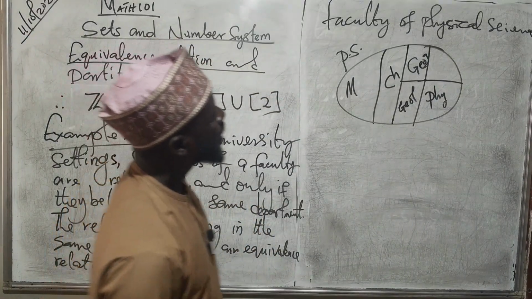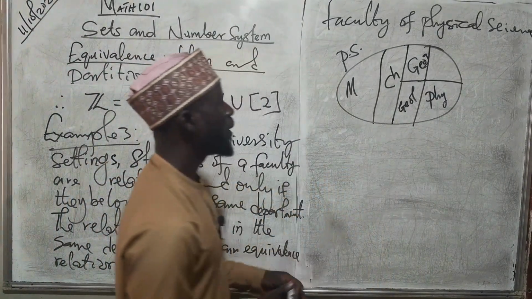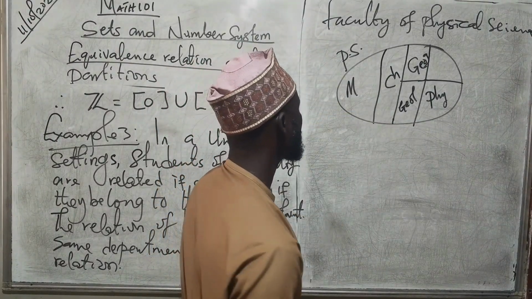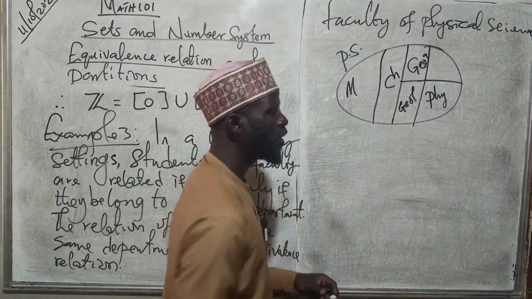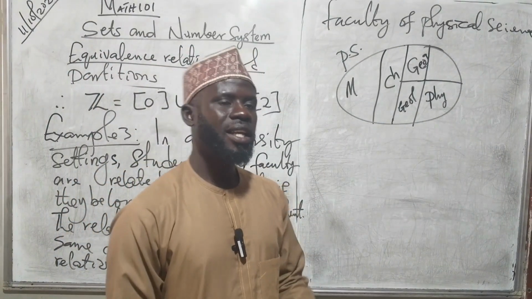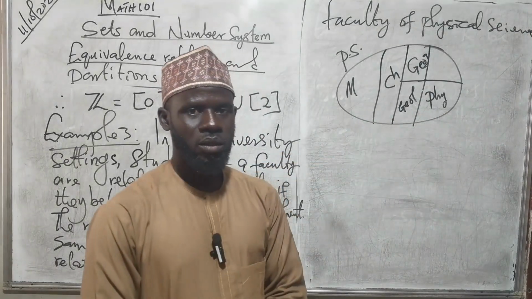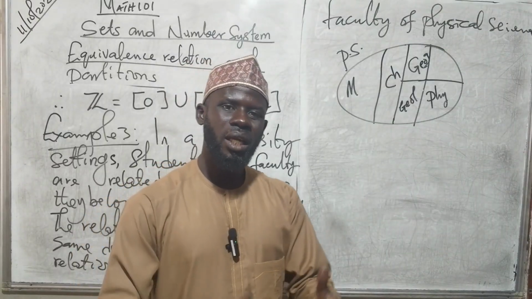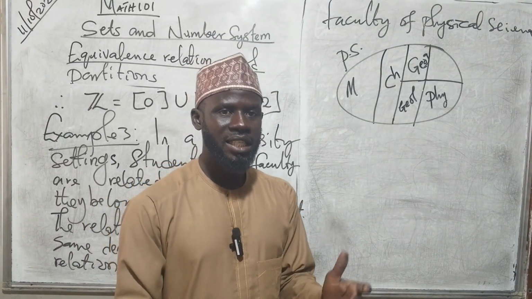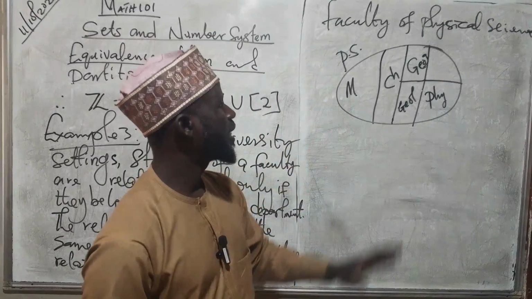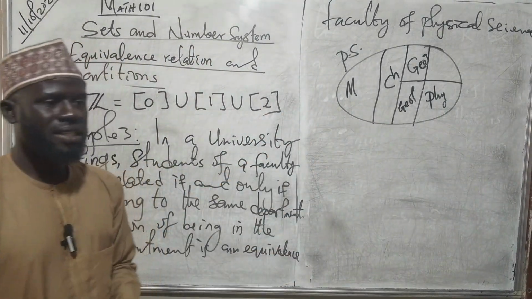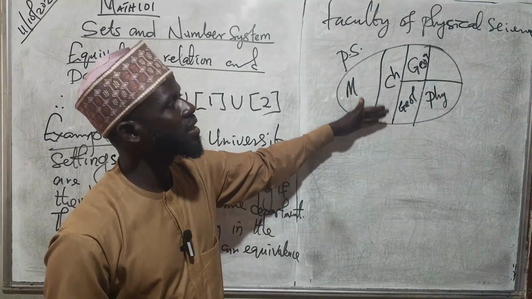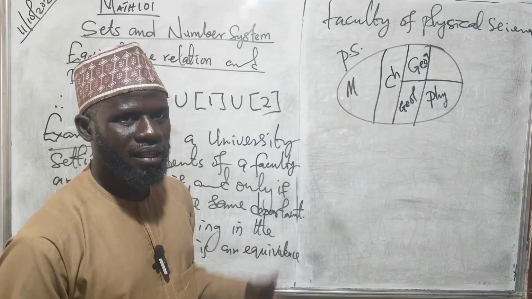So the relation of being in a department will partition the faculty into equivalence classes, whereby two students belong to the same equivalence class if they belong to the same department. Two students are related if and only if they belong to the same department. And this relation induces a partition on the set, namely the Physical Sciences faculty, into equivalence classes. And these equivalence classes are known as the departments in the faculty.